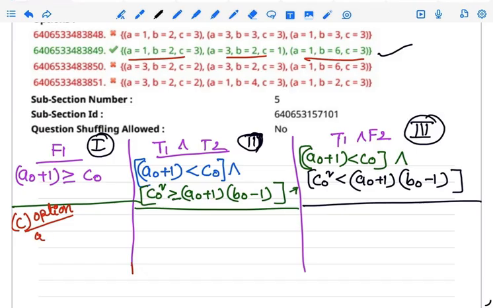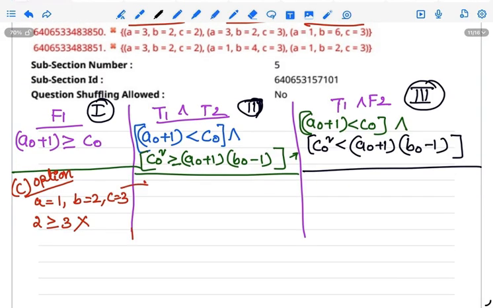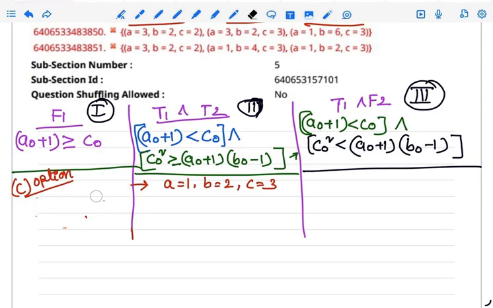First option, we will check A equal to 1, B equal to 2 and C equal to 3. Is this correct? A0 plus 1 is 1 plus 1, that is 2, greater than or equal to C0, which is 3. Is wrong, right? So this option is wrong. We will erase it because it is not satisfied for this input set.